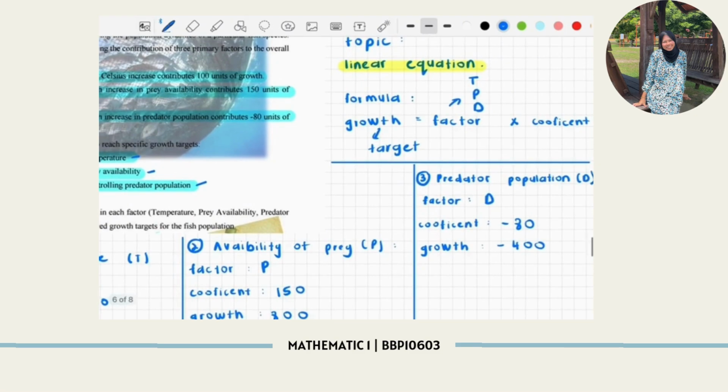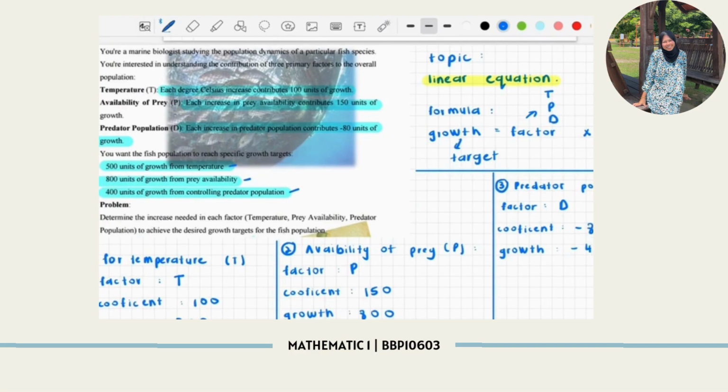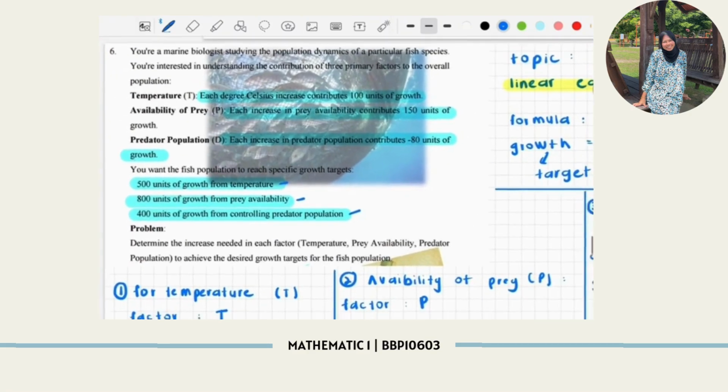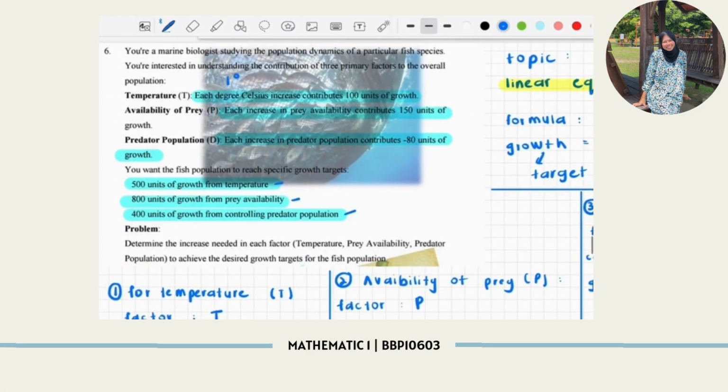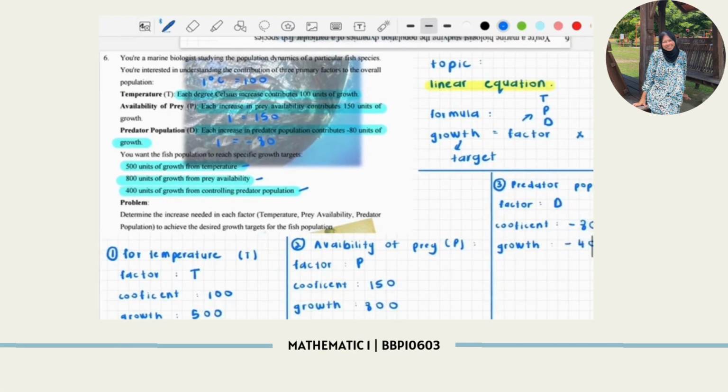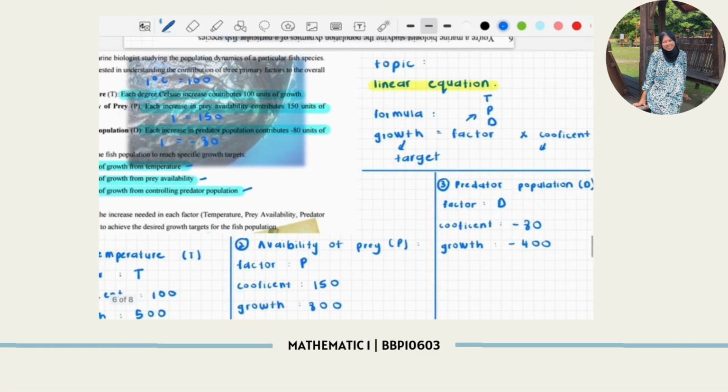And then the last one, we have coefficients. The coefficients here mean each increase by how much. So here for temperature, we have 1 degree Celsius increase by 100. And then for the availability of prey, we have 1 equal to 150 of growth. And then the last one, we have 1 equal to negative 80 of growth. So that's what it means for the formula that I made.